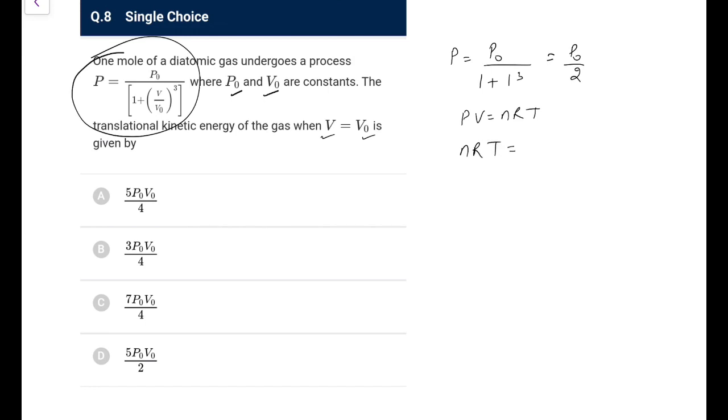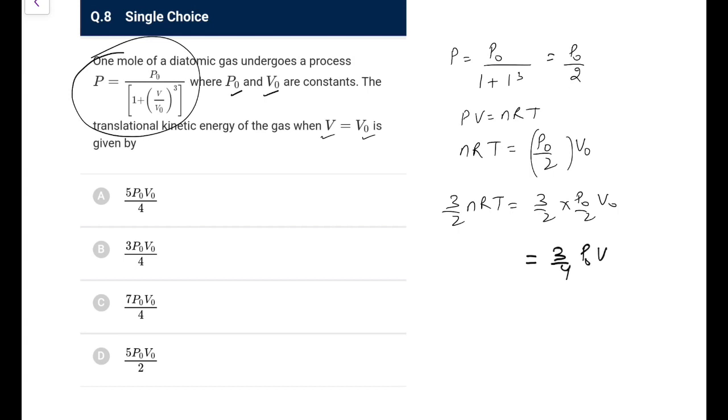You can directly say the value of nRT is going to be PV, P is P naught by 2 into V naught. And for translational kinetic energy, for mono, di, tri, for everyone, it is 3 by 2 nRT, that everyone knows. So it would be 3 by 2 into P naught by 2 into V naught. Sorry, it cannot be cancelled like this. Let me undo this. So it becomes 3 by 4, it won't be cancelled.